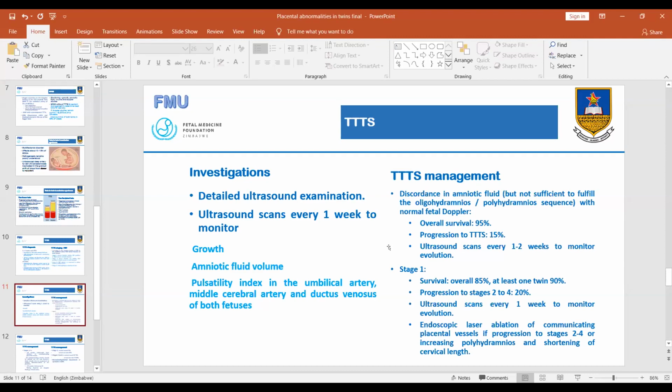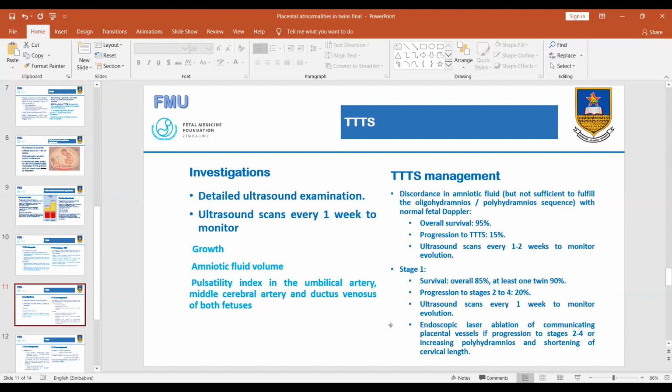However, the condition can actually progress to twin-to-twin transfusion syndrome in about 15%. Because of that, such a pregnancy will need to be monitored every 2 weeks to follow up on the evolution of the condition. If we are at stage 1, where the donor bladder is stable and the Doppler studies are normal, the survival rate for both fetuses is about 85%, and for at least one twin is 90%.